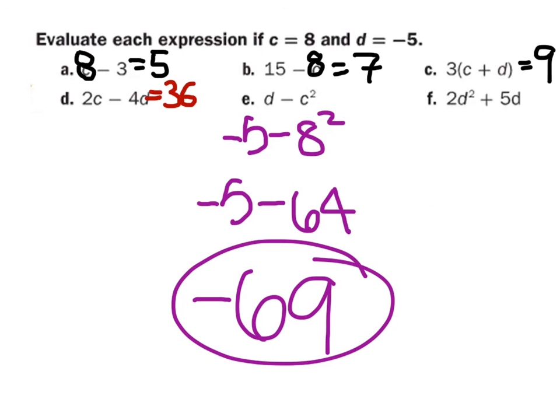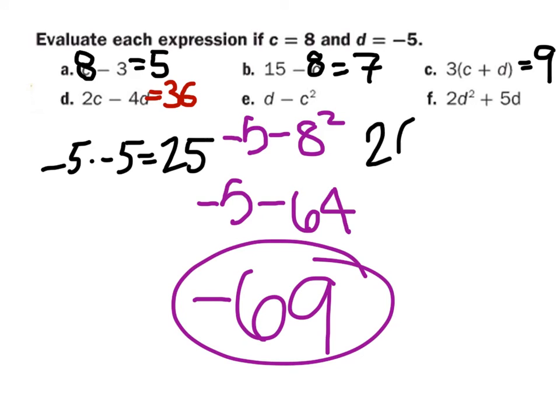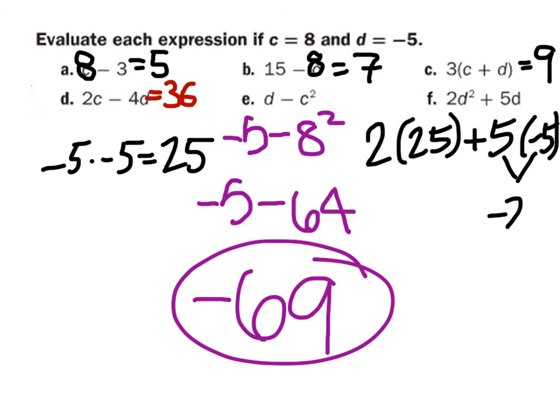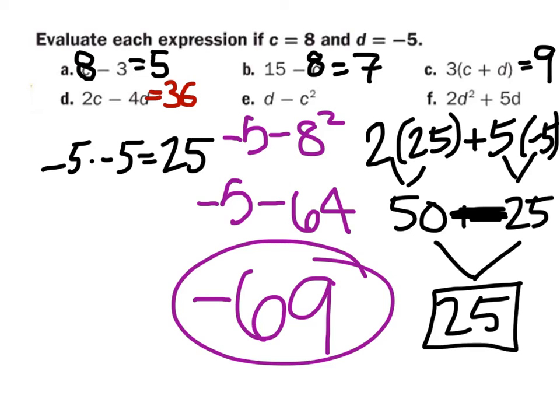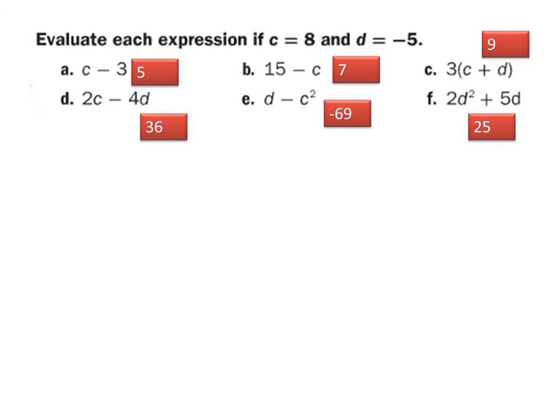All right, listen, look at this. You do have to do D squared first, so it is negative 5 times negative 5, which gives you a positive 25. So now what you have is 2 times 25 plus 5 times negative 5. Well, 5 times negative 5 is negative 25. 2 times 25 is 50, plus negative 25, so we change this to minus. It's 25. All right, here are the answers.